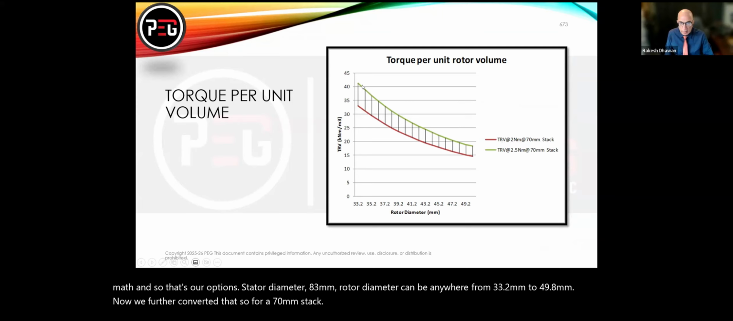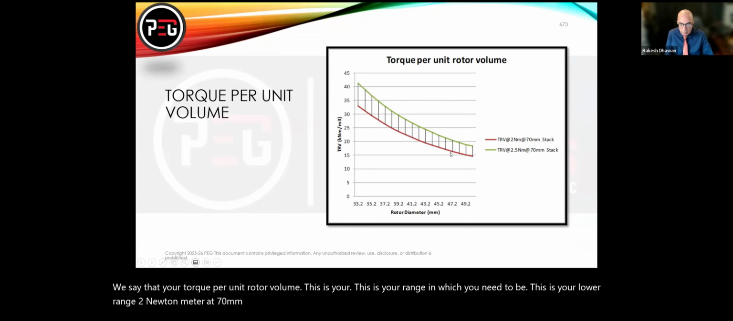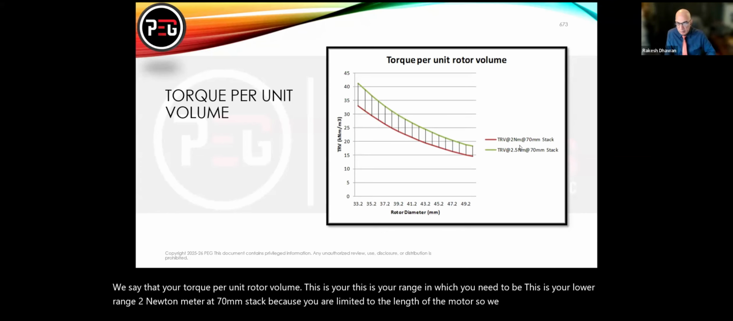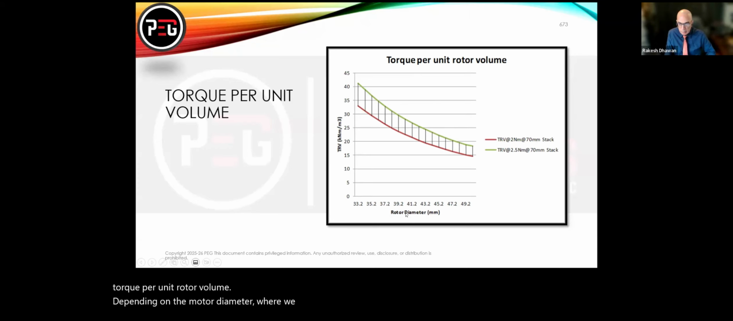we'd say that your torque per unit rotor volume, this is your range in which you need to be. This is your lower range, 2 Newton-meter at 70 millimeter stack, because you are limited to the length of the motor. So we determined that max stack we can have is 70 millimeters. And then if you target 2.5 Newton-meter, you're going to have this kind of torque per unit rotor volume, depending on the motor diameter, where you end up being rotor diameter.